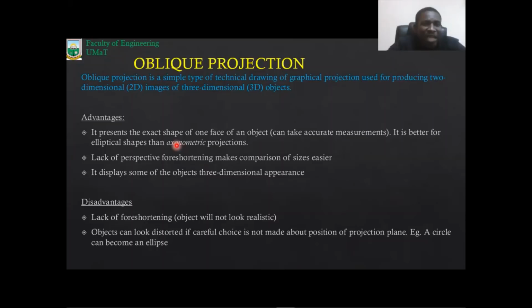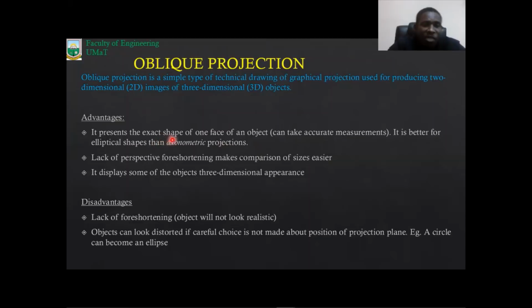Now oblique projection is a simple type of graphical projection used for producing two-dimensional images of three-dimensional objects. Like I said, with a three-dimensional object you can turn it around and look at various parts of it. But when it is set on a paper, it becomes a two-dimensional object. As long as it's set on the paper, moving it is restricted. So we have a two-dimensional object.